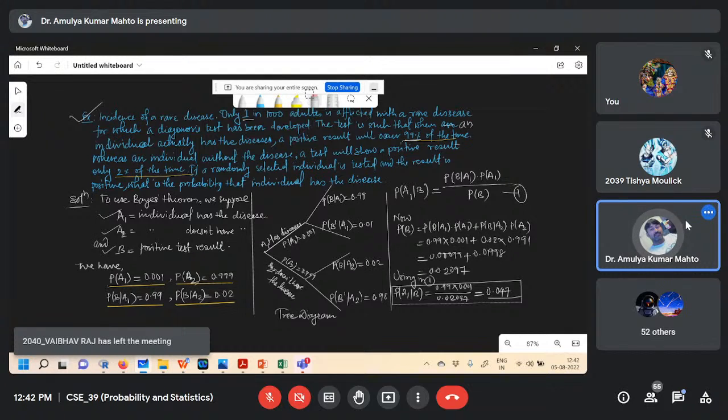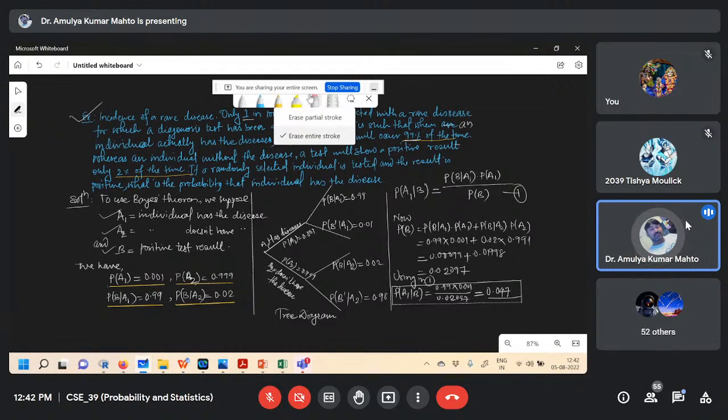And let me plot this diagram again. That will make you more clear. Okay. Let me go back.